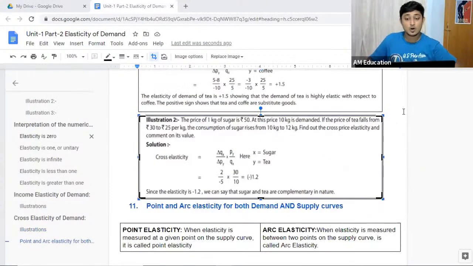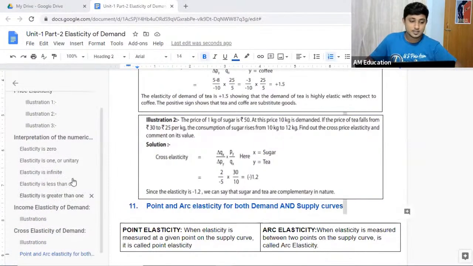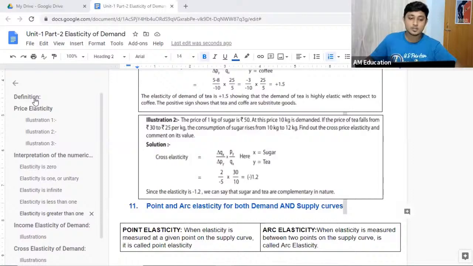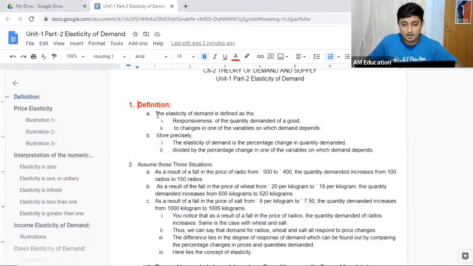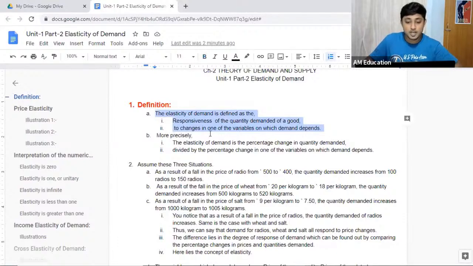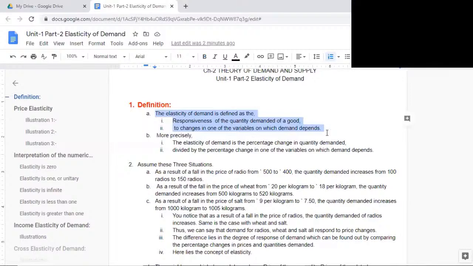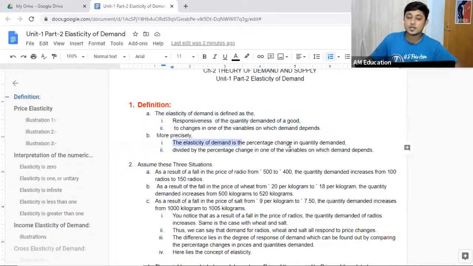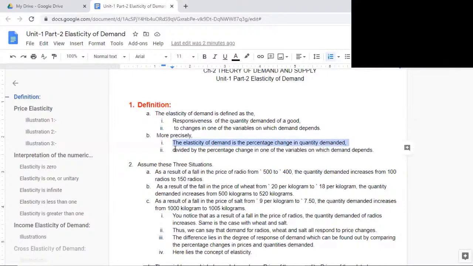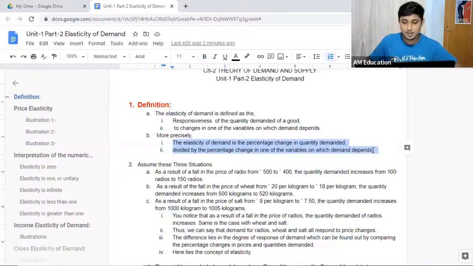So that's with the concept of elasticity. What all did we learn in elasticity? The definition of elasticity. What is the definition of elasticity? Responsiveness of the quantity demanded of the good to changes in one of the variables on which demand depends, right? And the elasticity of demand is the percentage change in quantity demanded divided by the percentage change in one of the variables on which demand depends.